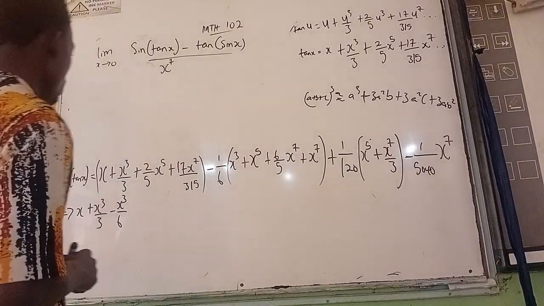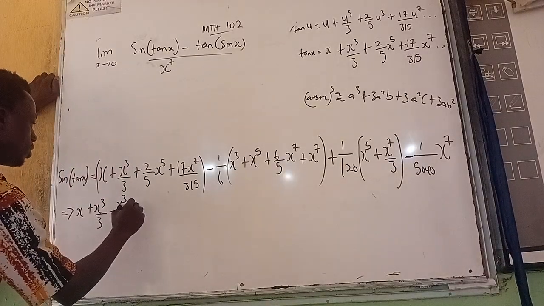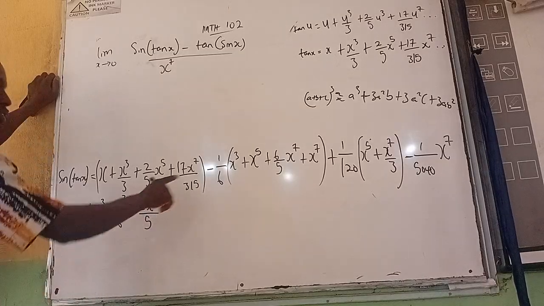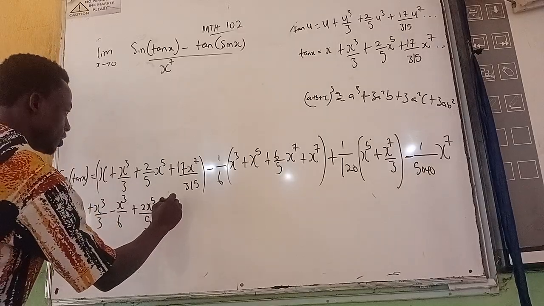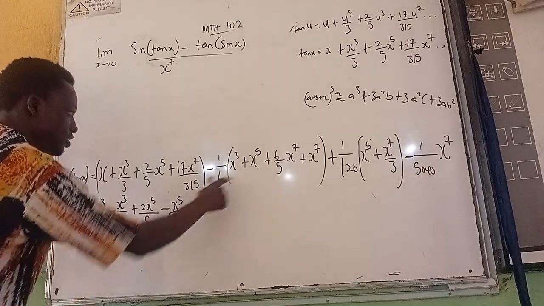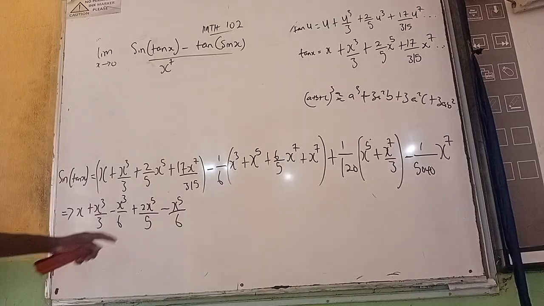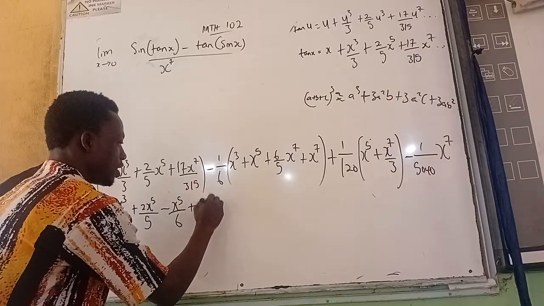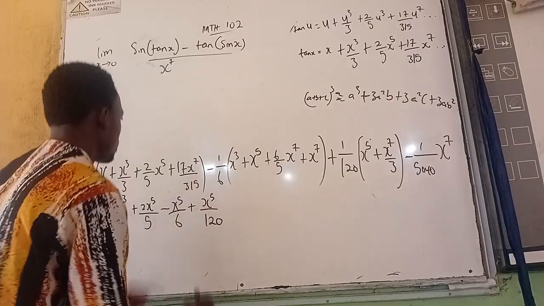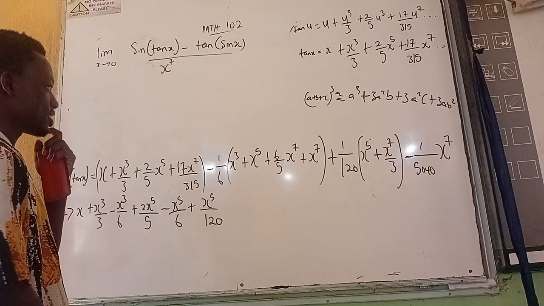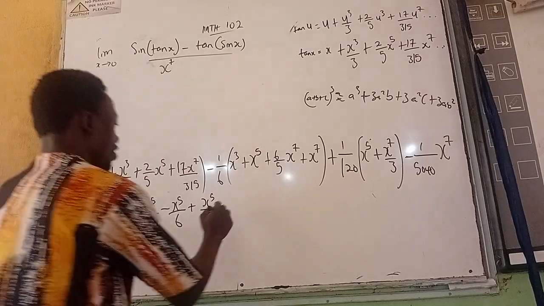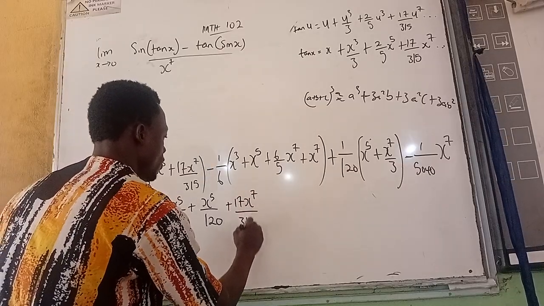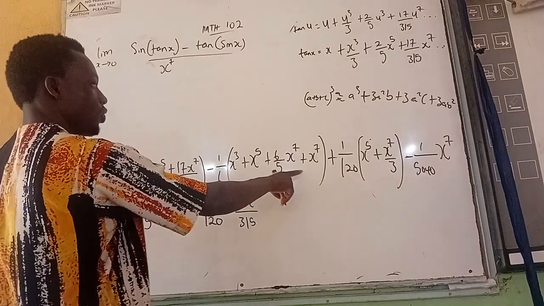Do you have any more x cubed? No. Let's move to x^5. Plus 2x^5 over 5. Where do we have x^5? Here, minus x^5 over 6, if you multiply by this. Do we have x^5 here? We have x^5 here, plus x^5 over 120. Now let's move to x^7. There is no longer x^5, right? Here we have plus 17x^7 over 315. Are we together? We have x^7 here.